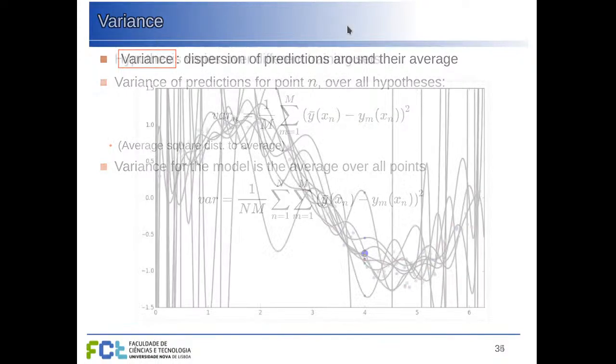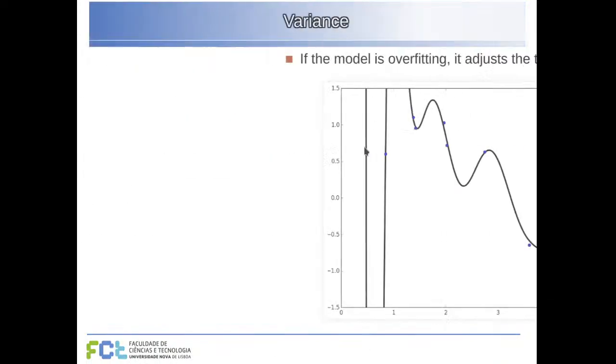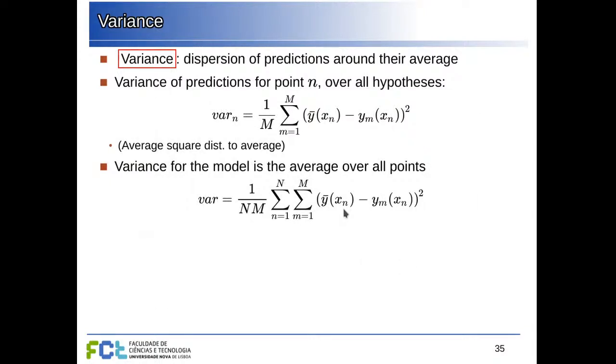So we now have these two measures. Basically, for bias, we are measuring the distance between the actual value and the average of the predictions that our model makes when we train it with different data sets. So considering different hypotheses, we average them and measure the square of the difference between that and the true value of some point, and then we average that over all the points. The variance is similar, but instead of measuring the average distance to the true value, it measures the dispersion of our predictions. So we are measuring the distance between each prediction and the average of all the predictions.